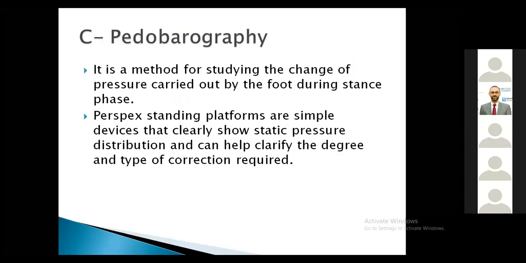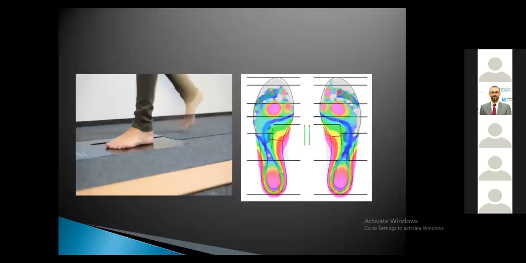Pedobarography is a method for studying the changes of the pressure carried by the foot during the stance phase. Pedoscope standing platforms are simple devices that clearly show static pressure disturbance and can help clarify the degree and type of correction required. This is the pedoscope standing plate, and this is the picture of the foot showing different types of pressure upon the foot, and whether it is pronation, supination, or normal.